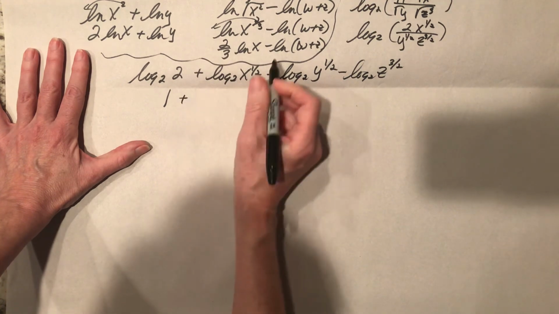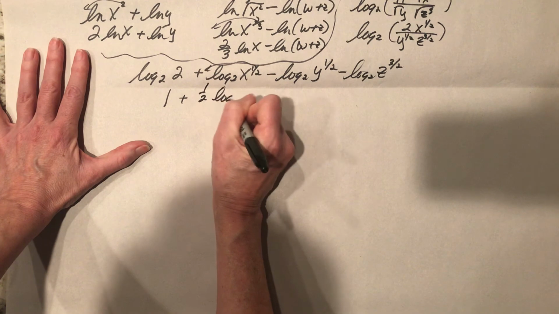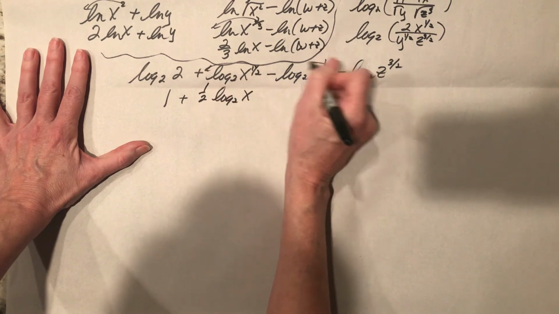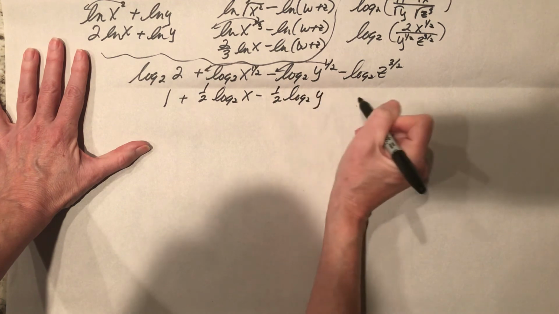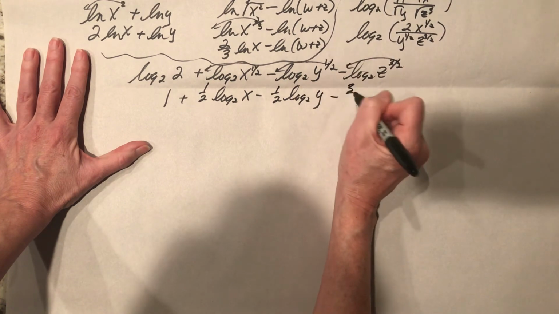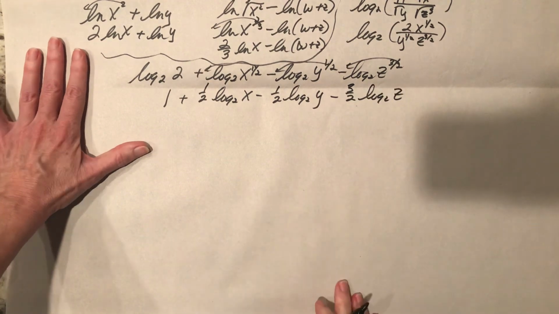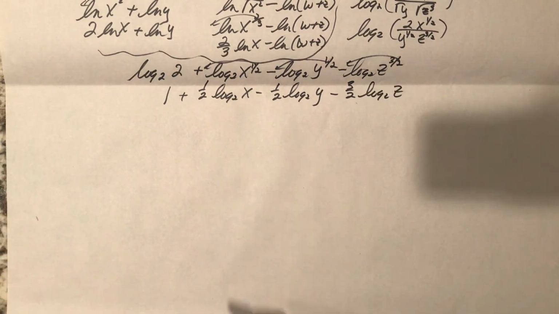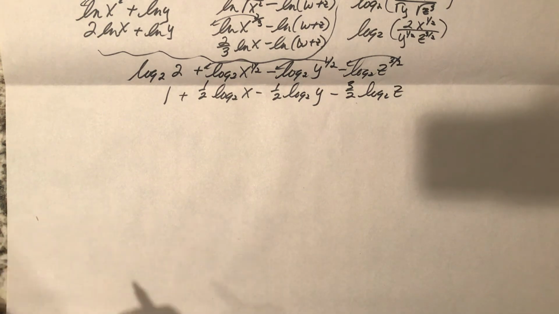And then plus, let's sling this power in front, 1/2 log base 2 of x. Sling that one in front, minus 1/2 log base 2 of y. Sling that one in front, minus 3/2 times log base 2 of z. There's nothing we can raise 2 to make him be an x or a y or a z. So we are done with that one.